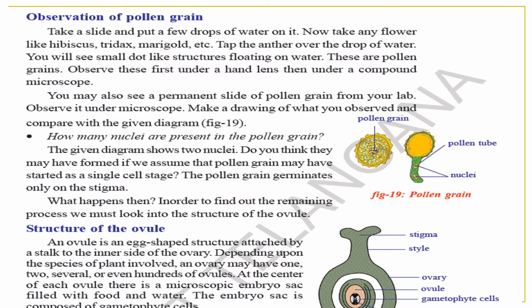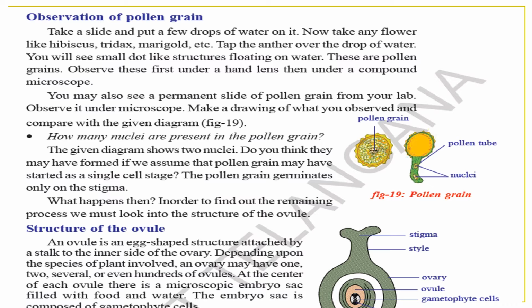You can see small dot-like structures floating on water. When you see in the microscope, what happens? The pollen grains are easily observable. You can see it in which microscope? Compound microscope. You may also see a permanent slide of pollen grains. Observe it under the microscope. Now see the drawing of it: pollen grain, pollen tube, nuclei. The diagram shows two nuclei.